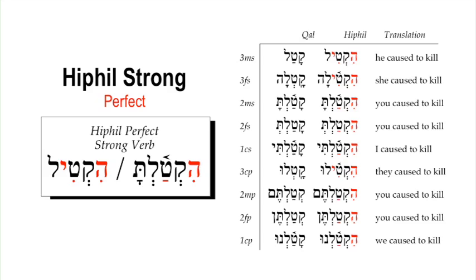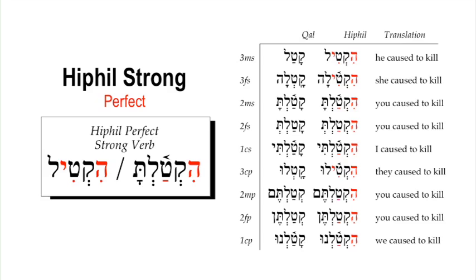The first example is hiktil. That's the Hiphil perfect 3ms. Then you have your second example, hiktalta. That's the Hiphil perfect 2ms. You'll notice that in both forms, you have a he hiriq prefix. That's the he of the Hiphil stem.